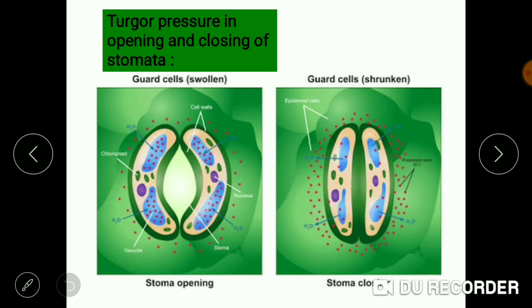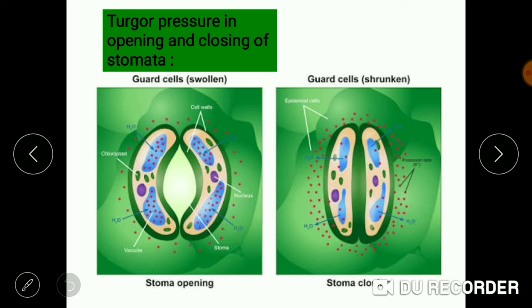Turgor pressure also helps in opening and closing of stomata. Stomata consists of two guard cells. These are the two guard cells, and the opening is known as stoma. So in the first diagram, we can see that the guard cells are swollen up.